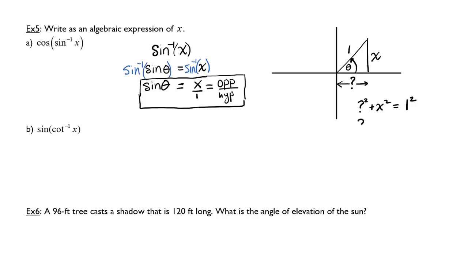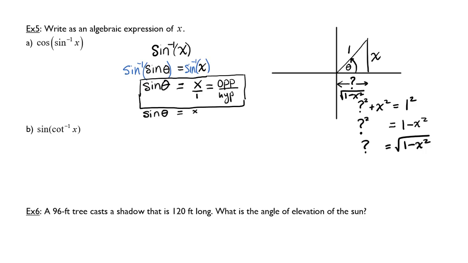Now all I have to do is solve for this question mark, which seems a little silly, but we'll be able to figure out what that side is. So I'm going to subtract x squared from both sides, and I get the question mark squared equals 1 minus x squared. And then if I take the square root of both sides, I'll get the square root of 1 minus x squared. So what I just found is this side. This side represents a relationship between the hypotenuse and the other side. So it's the square root of 1 minus x squared. That's what our question mark, our unknown side, equaled.